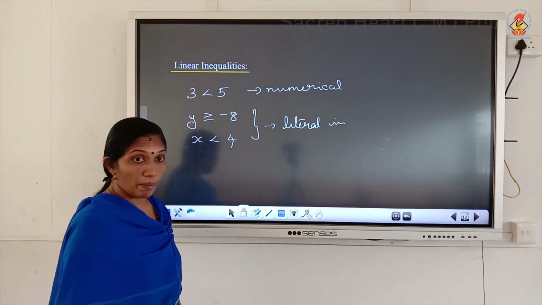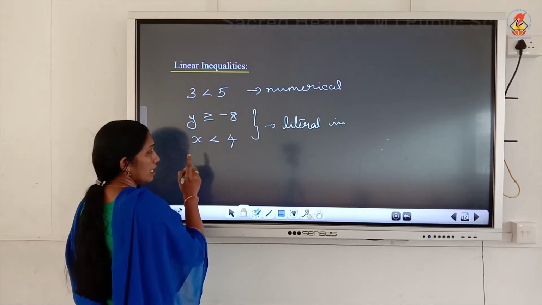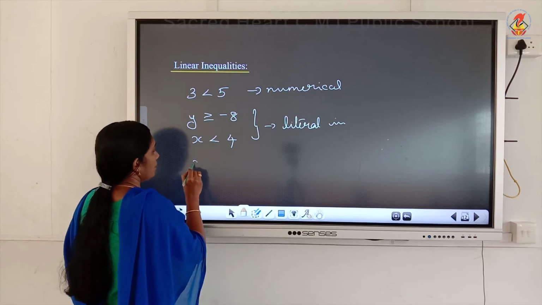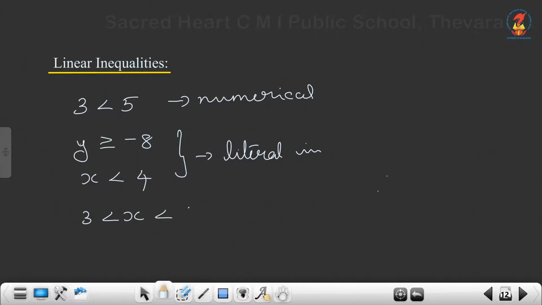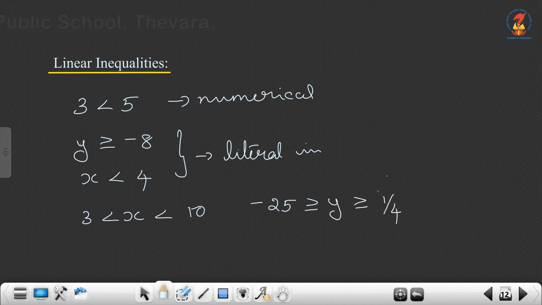Then there are double inequalities. Double means double sign. If 3 less than x less than 10, or minus 25 greater than or equal to y greater than or equal to 1 by 4, like that. So, two signs are here. So, that is known as double inequality.